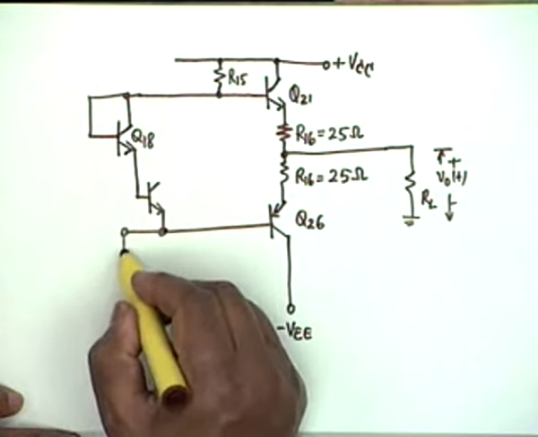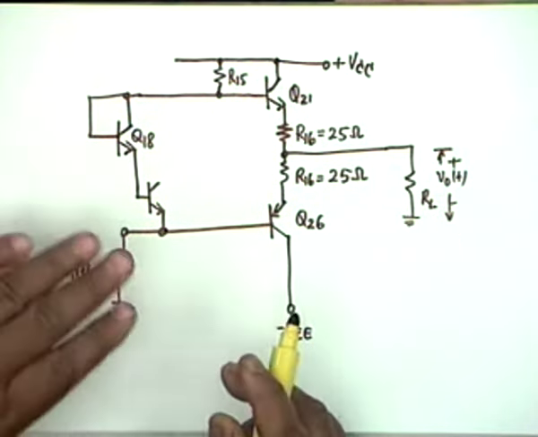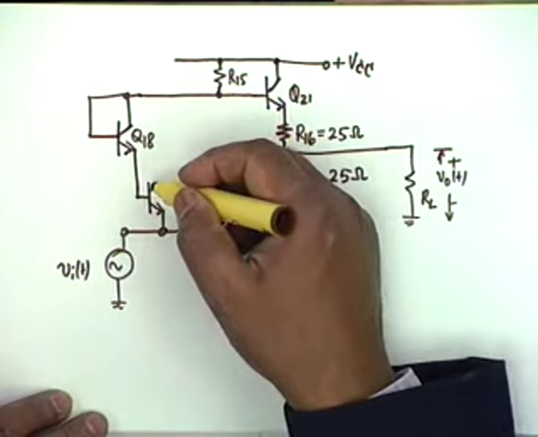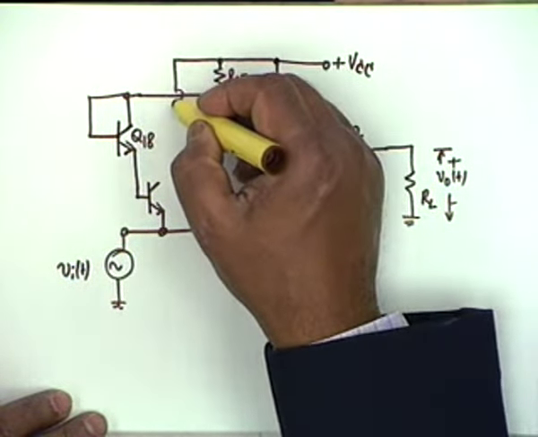This is VIT. The input from the previous stage could be a differential amplifier. And instead of getting this connected as a diode, this is connected like this.